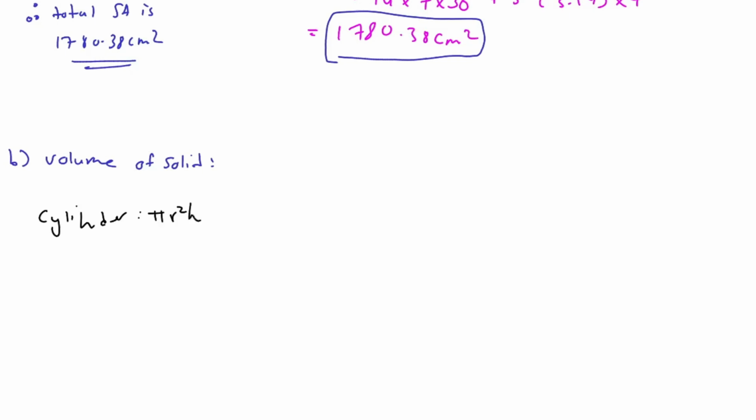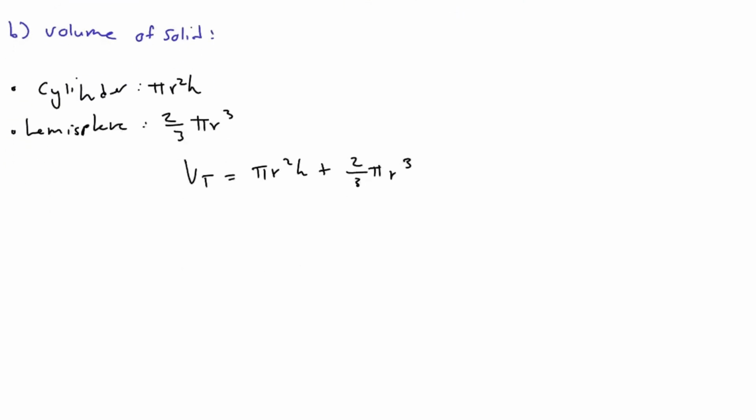Whilst for a hemisphere, it is 2 over 3 pi r cubed. So therefore our total volume is going to be equal to pi r squared h plus 2 over 3 pi r cubed. So now let's plug in our values and get our final answer.